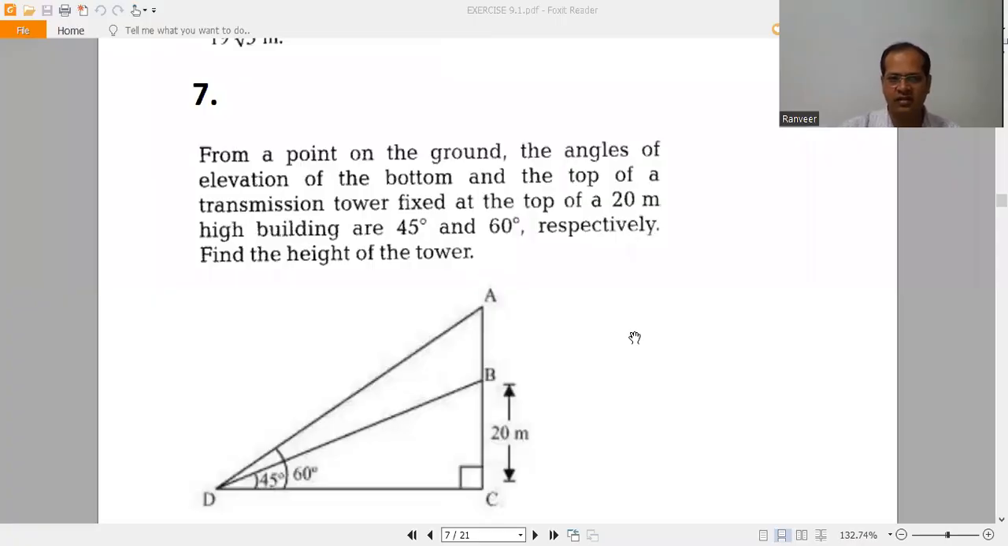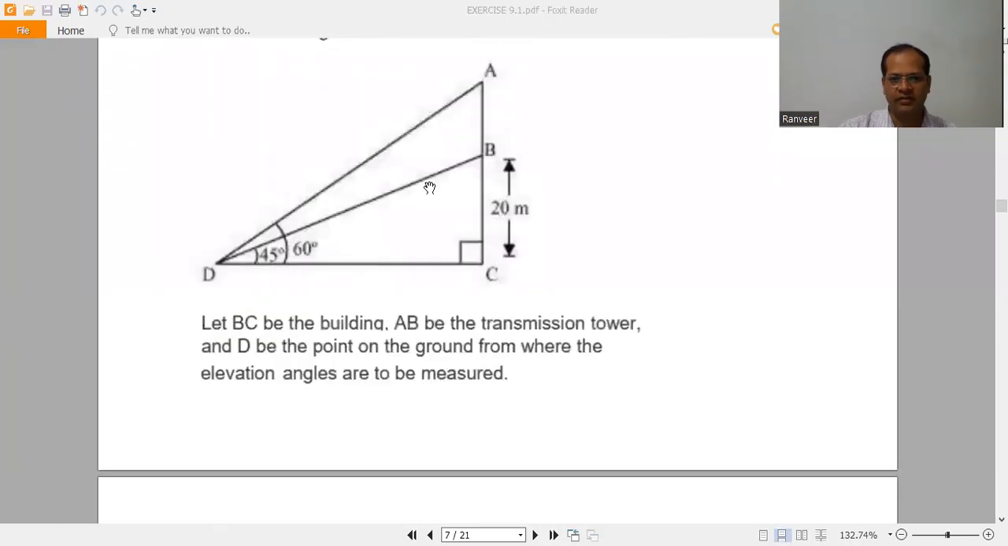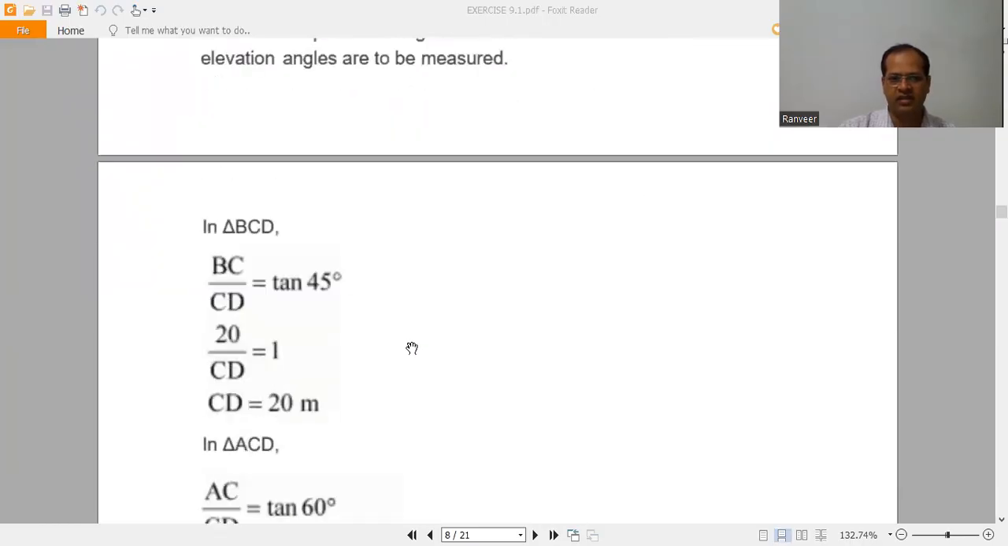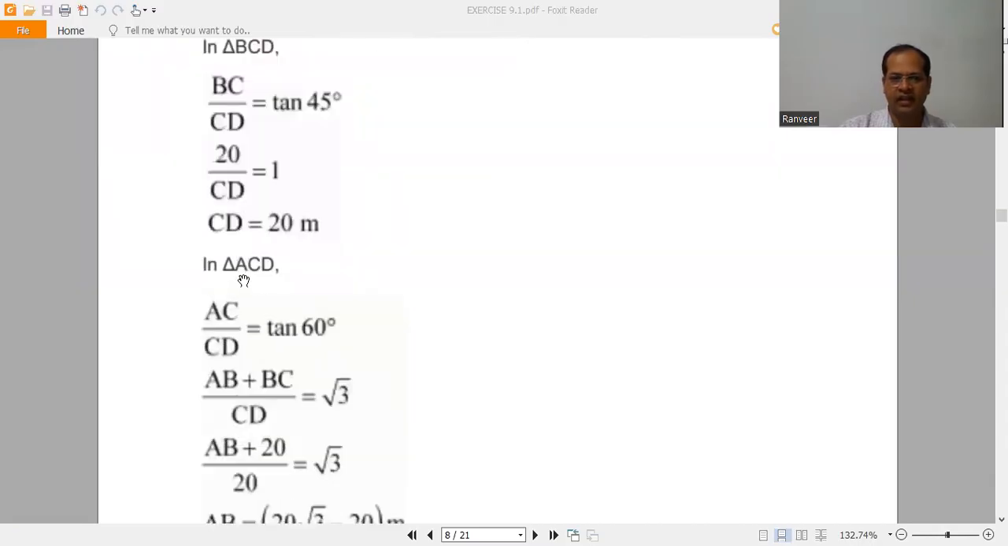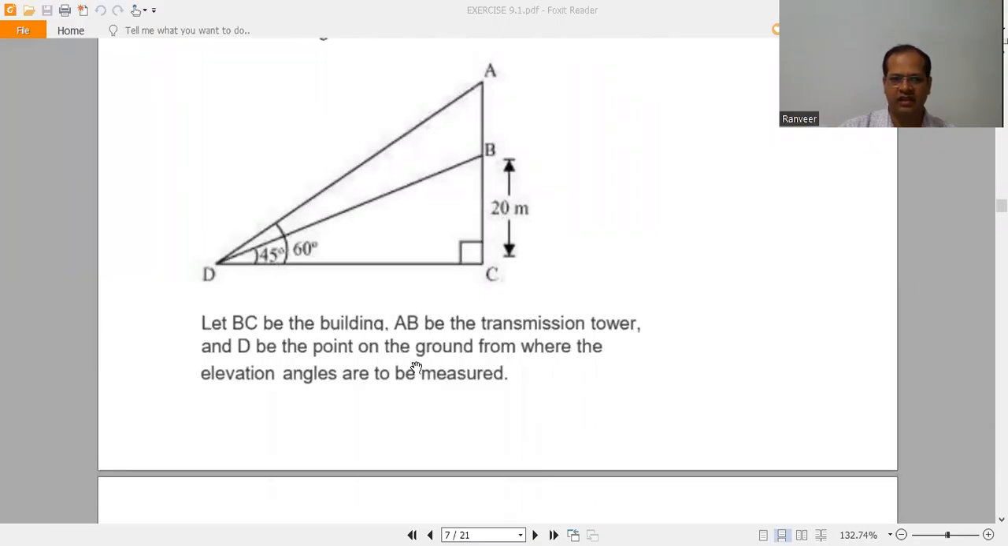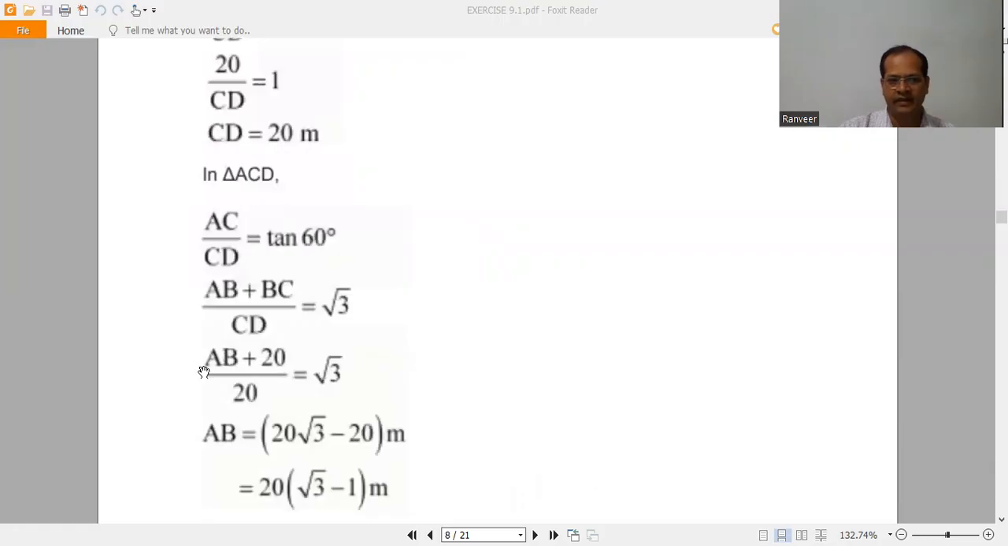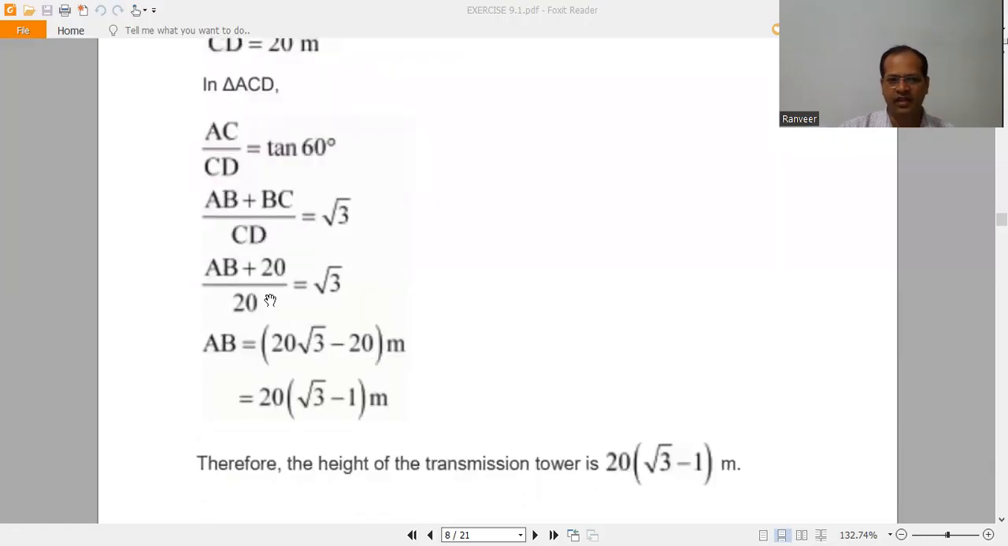Analyze first, and after that we can take the value. So in the triangle BCD, first we took, as we discussed, tan 45, and CD length is 20 meter. Now after that, in the bigger triangle ACD, here also we can take tan 60 degree, and we can find the AB value easily. And after doing the calculation, we got 20 root 3 minus 1 meter.